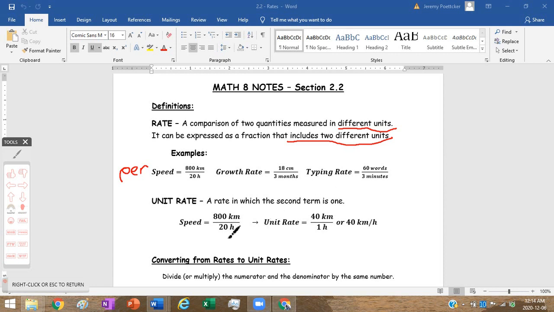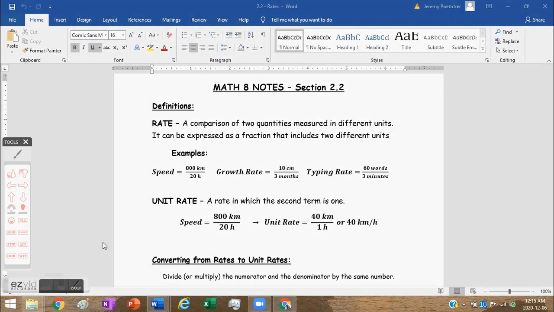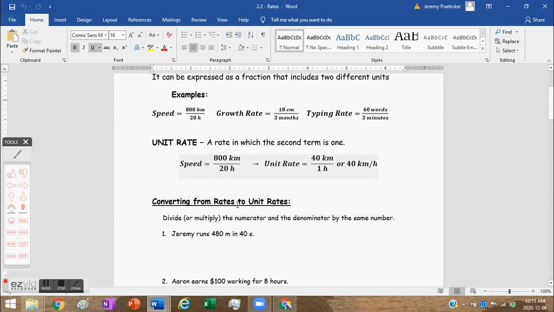Essentially, we're just doing some equivalent fraction stuff here. We've got 800 kilometers per 20 hours. To go to a unit rate there, we're going to divide both top and bottom by the same number. And we pick that number really carefully. We pick it to be the number that's at the bottom of that original fraction. So both those numbers can be divided by 20, even if the 800 can't be, and we end up with a goofy number. Divide both by 20, we end up with 40 kilometers per 1 hour, or 40 kilometers per hour.